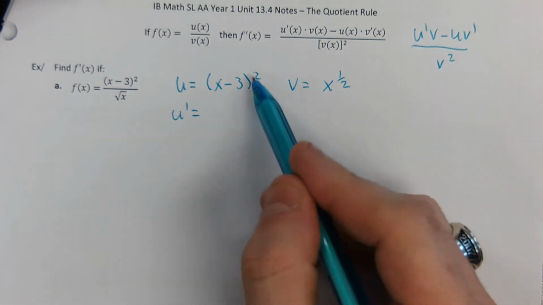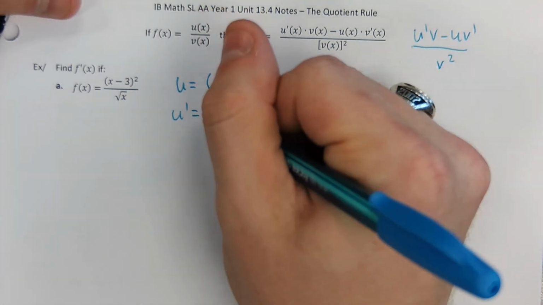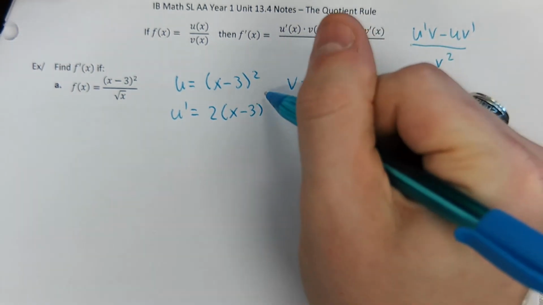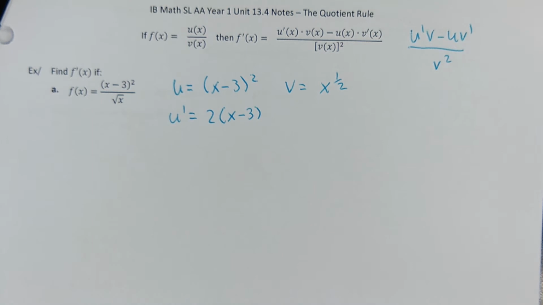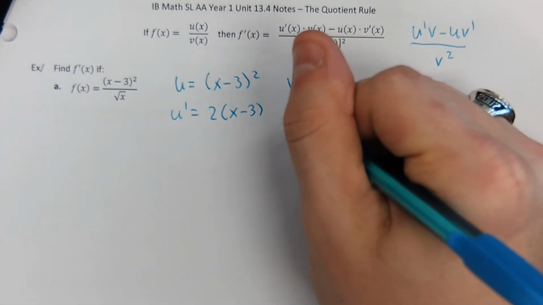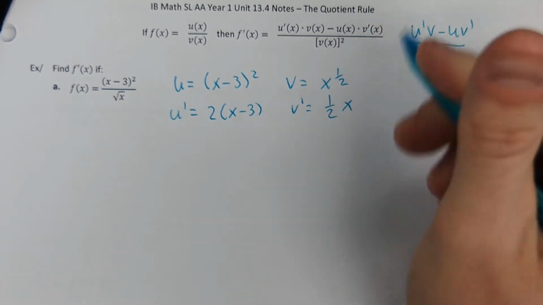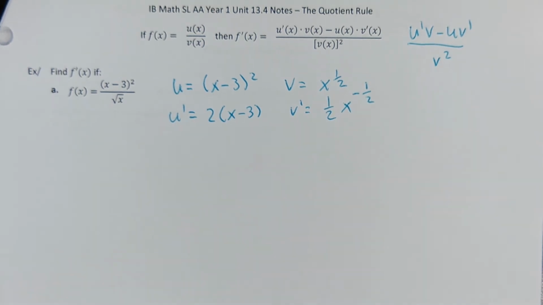So when we go to find this derivative, we treat it like a chain rule situation. We bring the 2 down to the front, don't touch the inside, decrease the exponent to a 1, times the derivative of the inside, but the derivative of the inside is 1, so that's u prime. There it is. I mean, you could call it 2x minus 6 if you want to, but why? And v prime. Bring the 1/2 to the front, and then take 1 away from its exponent. There it is.